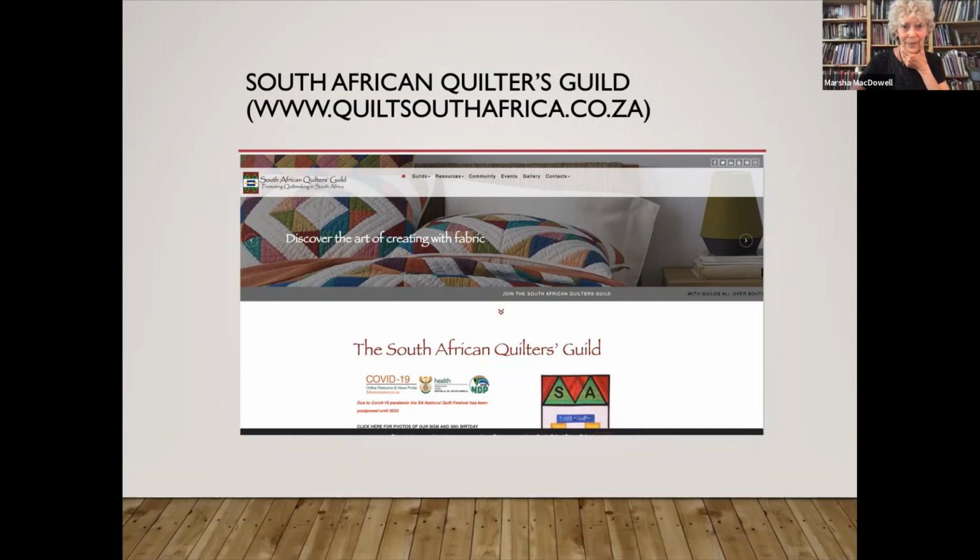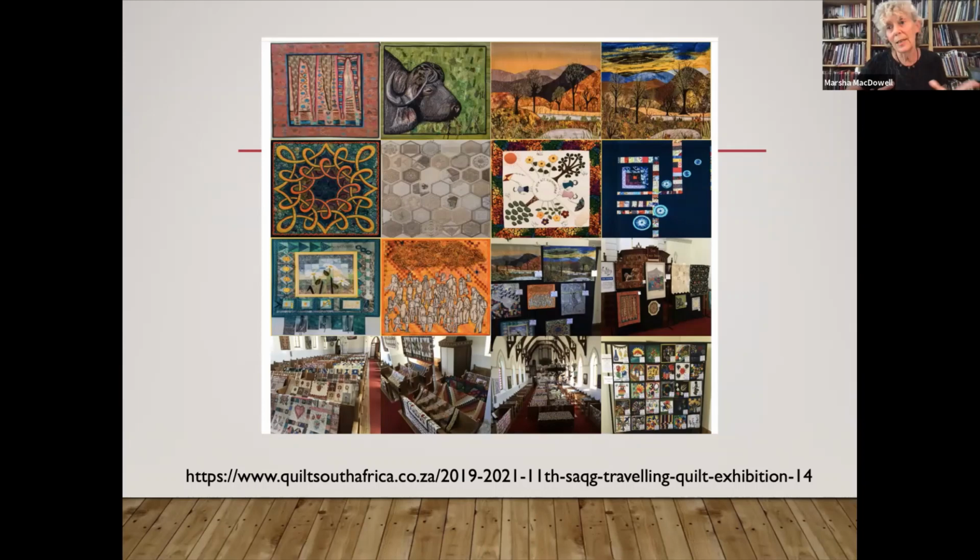Now, this is just one gallery of one traveling exhibit that the South African Quilt group has put together. And I think if you take a look at this, you will see that, yes, there is a rhinoceros or a buffalo. And then you see, wow, there's all kinds of landscapes that maybe you didn't think were the kind of landscapes you would see in South Africa if you've never been there. But I think what happens in the quilts is that it shows the broad diversity of natural life and of the environment in South Africa.